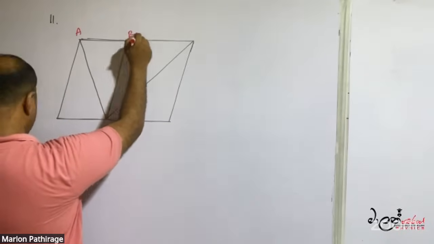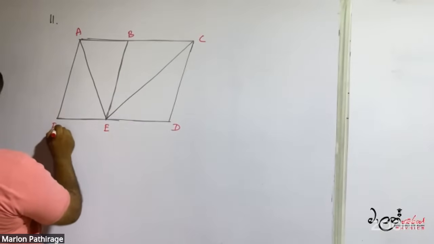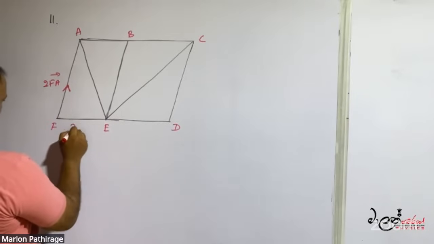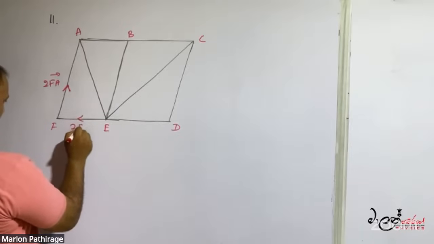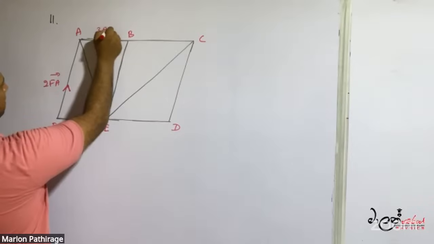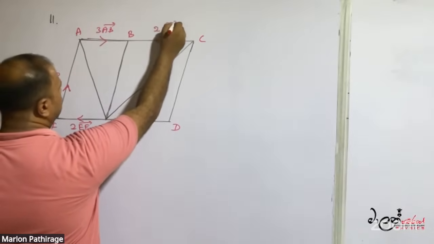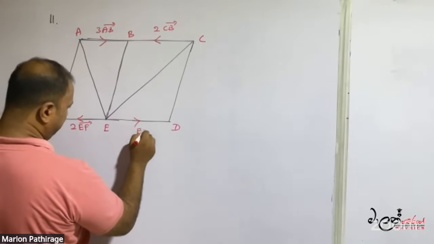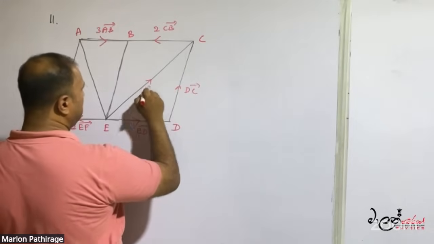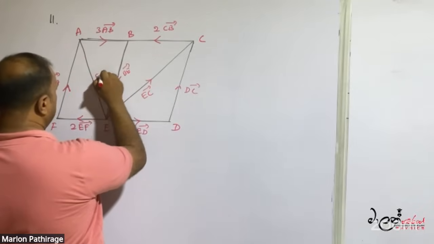A, B, C, D, E, F. Here 2 times FA, 2 times EF, 3 times BB, 2 times CB, ED, BC, DC, DE, V.